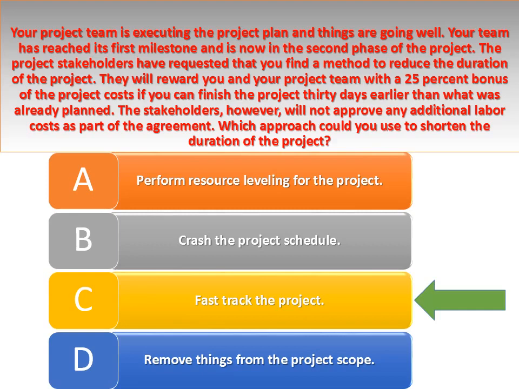Answer C. Explanation. Fast tracking is a technique for compressing the project schedule in which phases that would normally be done in sequence are overlapped. It is shortening the project schedule without reducing the project scope. It does not add any additional labor, but it can introduce project risks. Answer option D is incorrect. Removing things from the project scope can reduce the project duration, but it will not satisfy the requirements the stakeholders have identified.